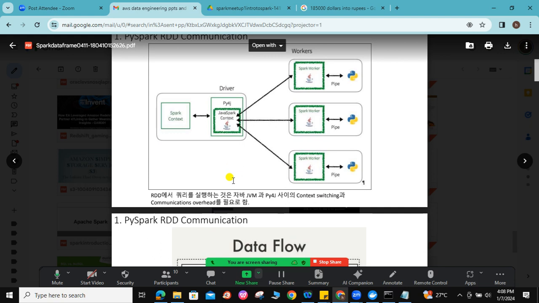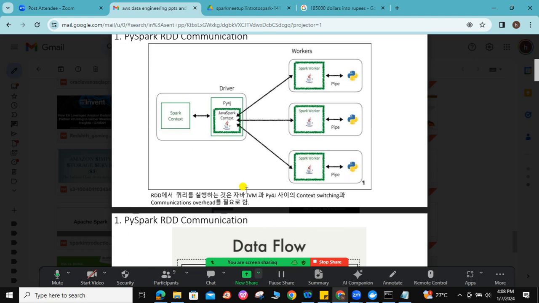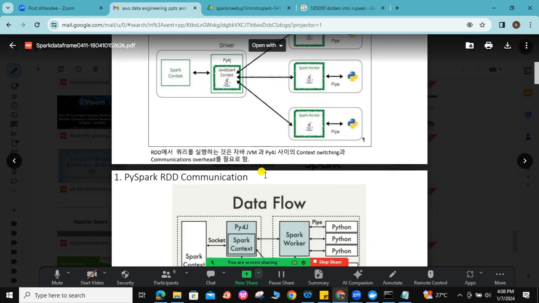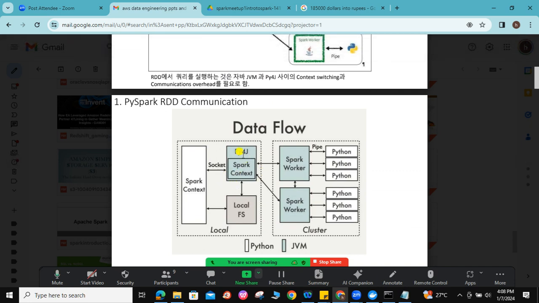See why I am showing different PPTs and explaining the same thing: because it goes into your mind and you never forget it, and a lot of people will have confusion. One time I teach you, two times I teach you. I am teaching you 4 to 5 times. It becomes a revision for you, and you should be able to present the same thing. Driver, it's like a master. Spark context. Workers will be there.